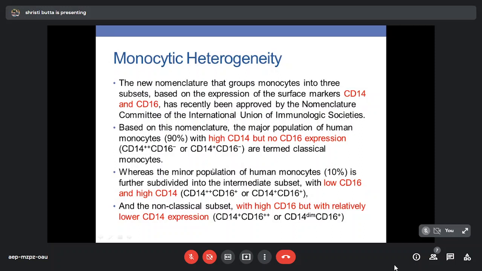Moving on further, a minor population, about 10%, has been divided into the intermediate subset with low CD16 and very high CD14. So it has a low CD16, whereas the classical had no CD16. On the other hand, we also have the non-classical subset, which has very high CD16 expression with relatively lower CD14 expression, that is, CD14 is low or dim. So we have the 3 groups: the classical, the intermediate, and the non-classical subset.